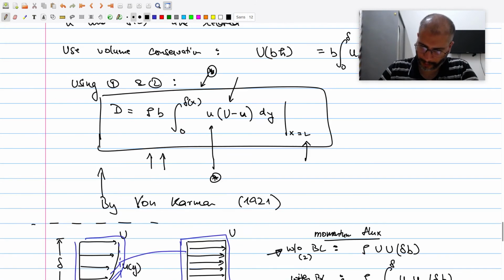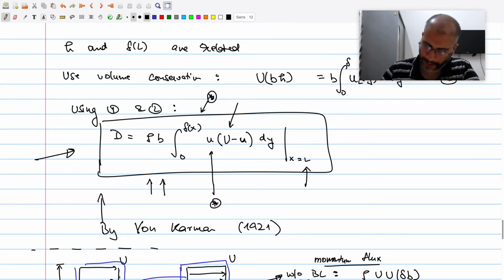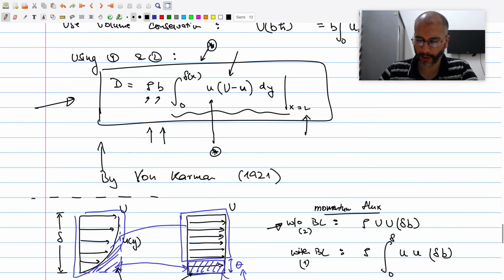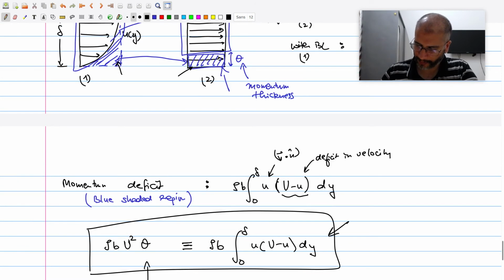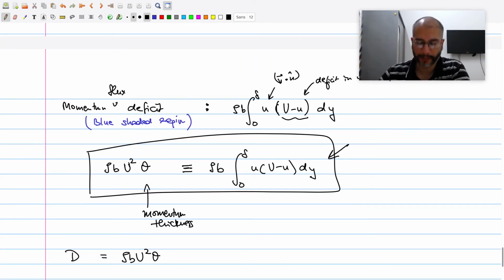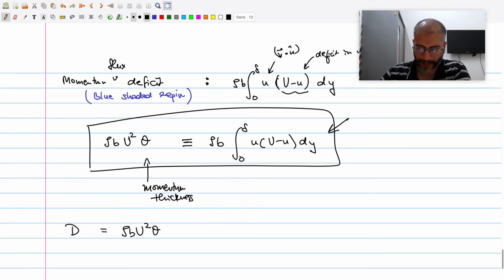If you are confused, then let's go back to this relation. So what did we have here? We had rho times b, and then we had this integral 0 to delta of small u times capital U minus small u, which is nothing but this integral here in the deficit, the momentum flux deficit. Not the momentum deficit, the momentum flux deficit. So that was the whole idea of defining this momentum thickness theta. Okay, now we can simply write the drag as this, and then theta can be written separately using this relation, right?